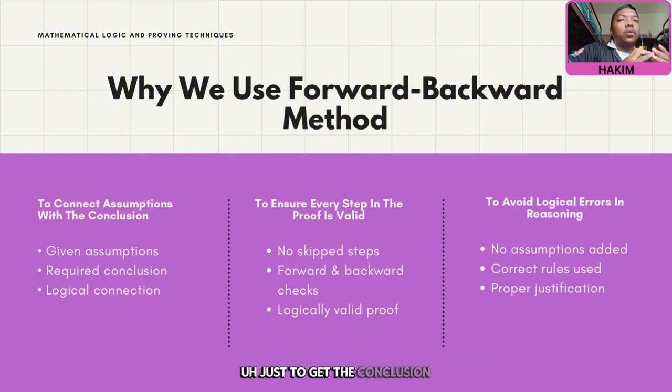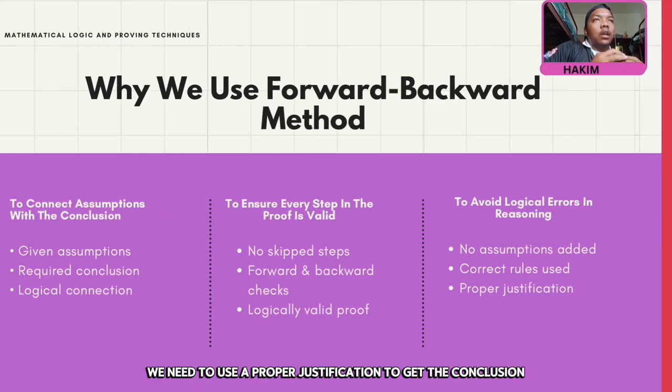Just to get the conclusion, we need to forward and backward check. We need to check all of our assumptions before we get a logically valid proof. And then, to avoid logical error in reasoning, we cannot add our own assumption. We just need to use the assumption that the question gives. And then we need to use proper justification to get the conclusion.